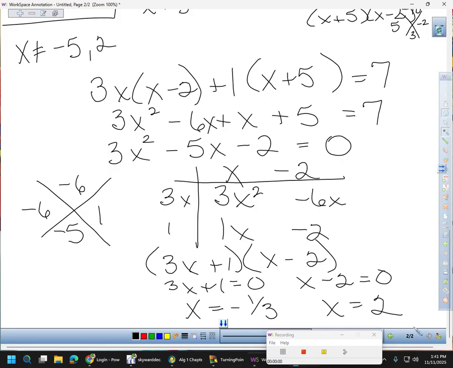Are either of those extraneous? So we've got to cross out the 2. We can't use it. Correct.